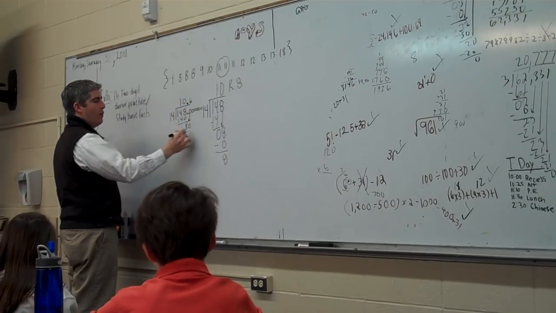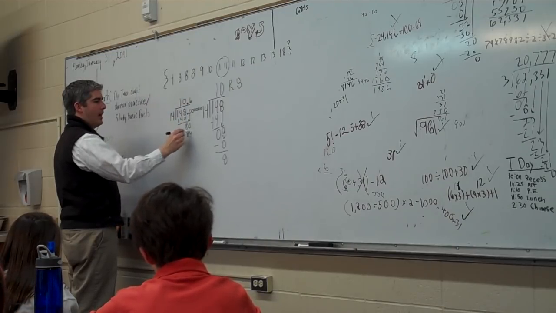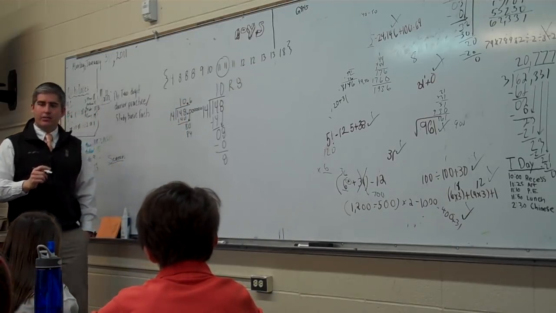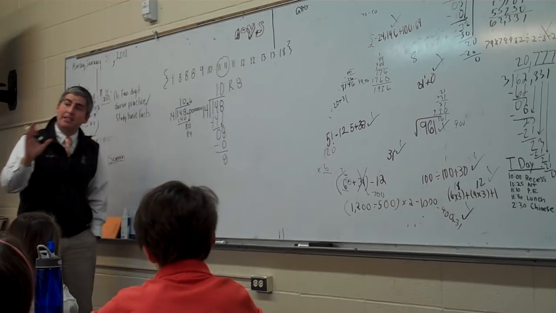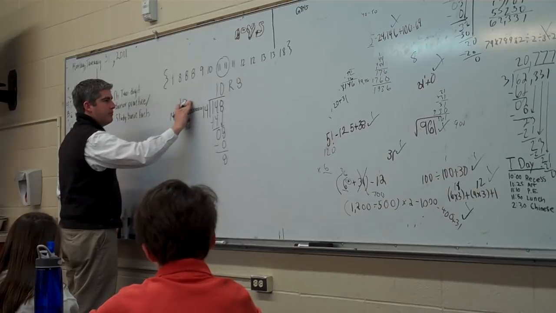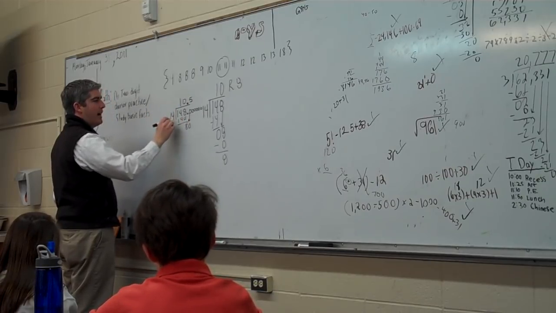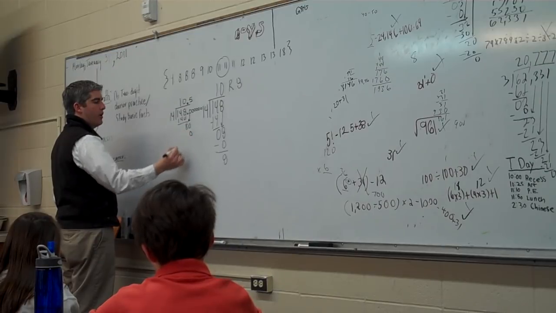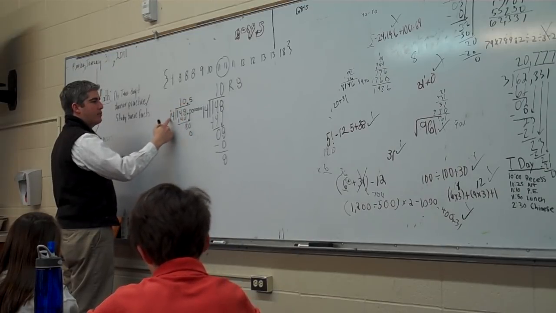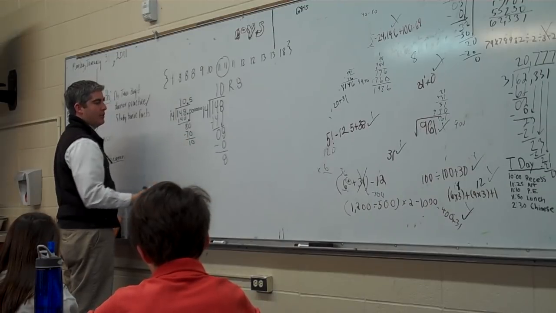So 6 times 4 equals 24. 6 times 1 is 6 plus 2. 84. Can we do that? No. That's what's great about division, is that you have that safety net. So we're going to get rid of that. What are we going to try? 5. Yeah, 6 was too much. We're going to try 5. 5 times 4 equals 20. 5 times 1 equals 5 plus 2 equals 70. Then I subtract, I get 0.